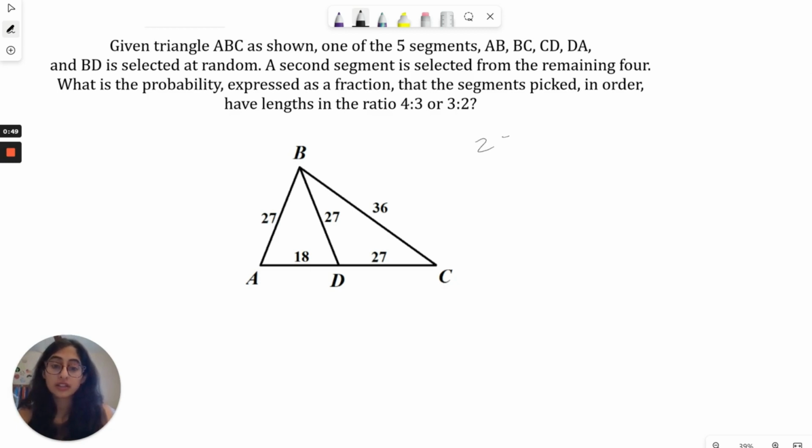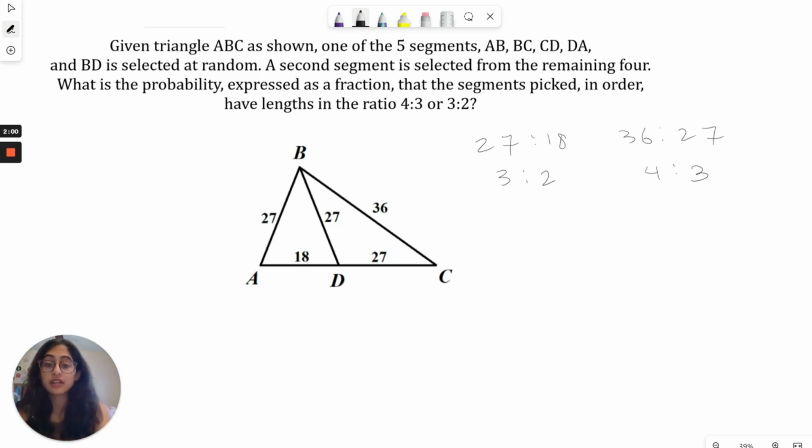Let's just look at the ratio 27 to 18 and 36 to 27. Those are the only other relationships. At 27 to 18, if we divide both of these by 9, we get a 3-to-2 ratio. And if you divide 36 and 27 each by 9, you'd get a 4-to-3 ratio. So this works out because these are exactly the ratios we're looking for.